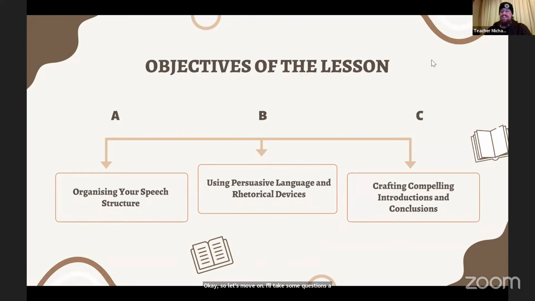So the objectives for tonight's lesson: letter A, we're going to learn how to organize the structure of a speech. B, we're going to learn about using persuasive language and rhetorical devices, and I'll explain what they are a bit later. And for letter C, we're going to learn about crafting compelling introductions and conclusions.